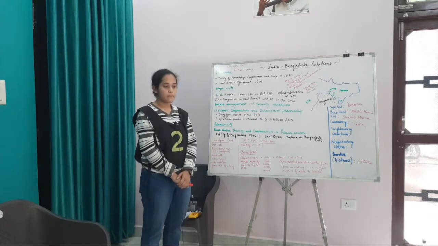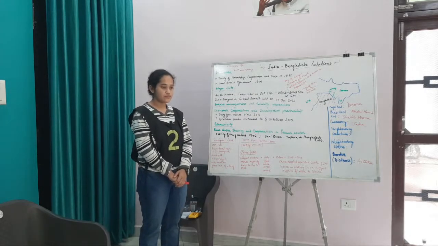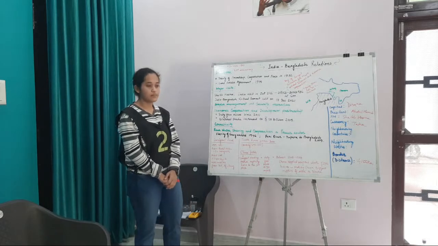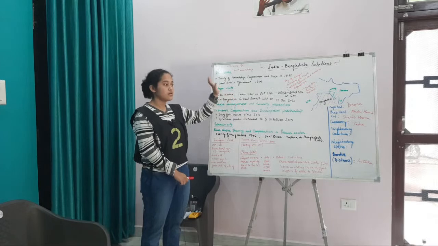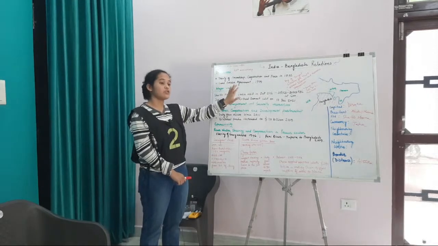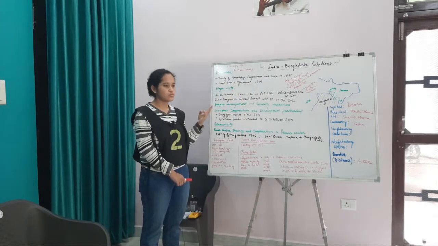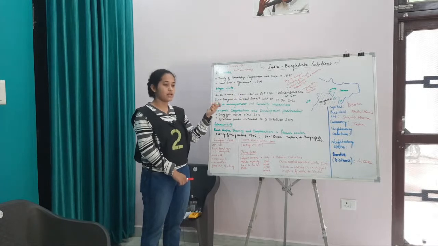Would you like to mention something about Sheikh Mujibur Rahman? Okay, Sheikh Mujibur Rahman was the first leader of the Awami League. Awami League was the first national party of Bangladesh. There were basically two national parties of Bangladesh, Awami League and the other one was BNP.